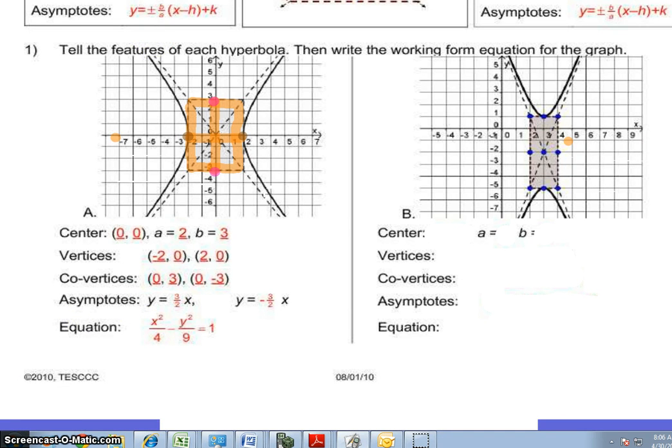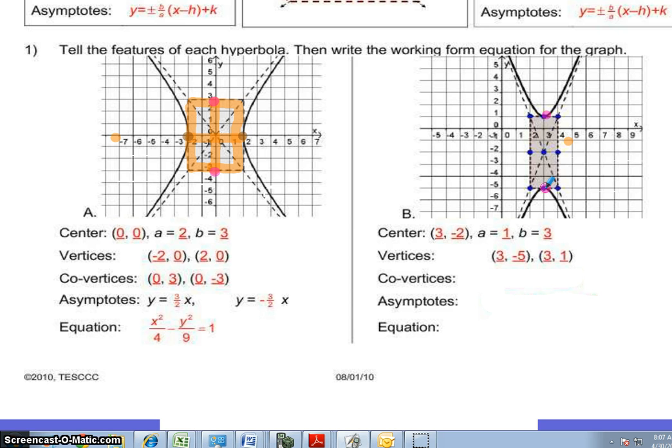Okay, so the center for this one is where? That's correct, 3, -2. Making my A a 1 and my B a 3. Remember, we're looking at the box around it. So my vertices are at 3, -5 and 3, 1. Remember, we're talking about the points here and here.